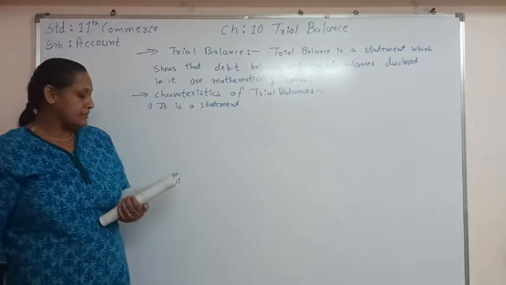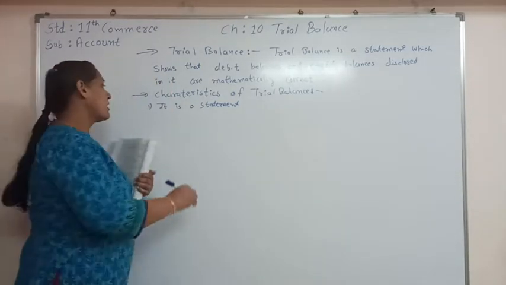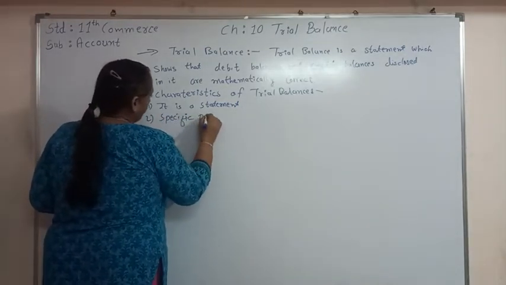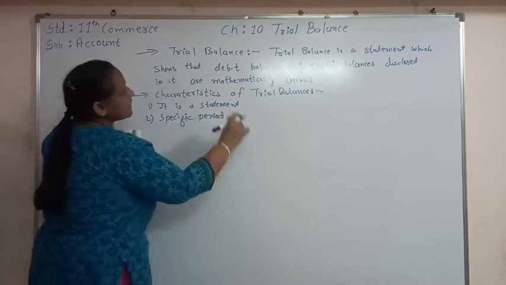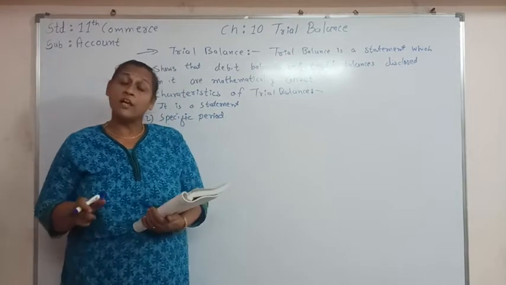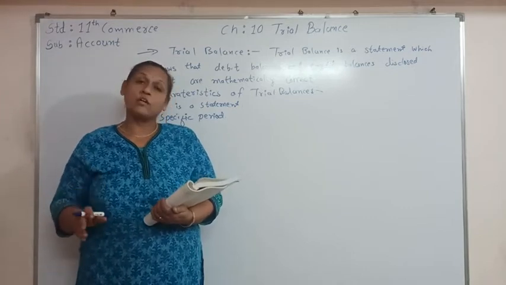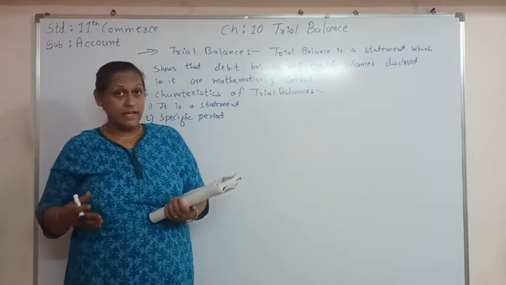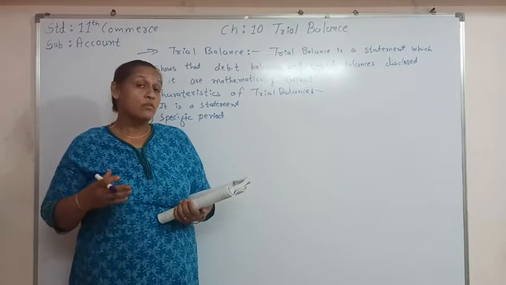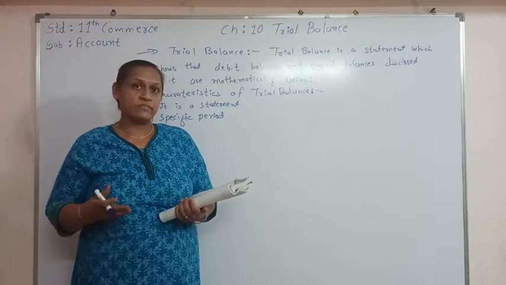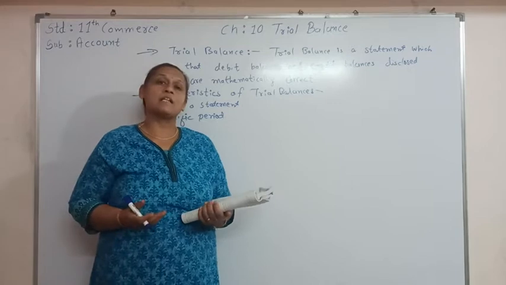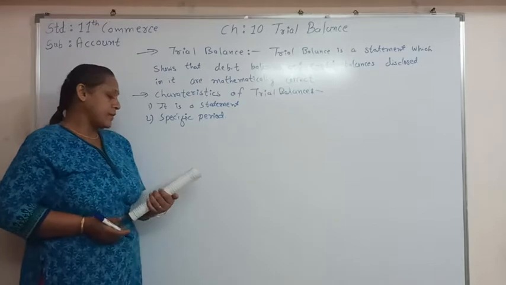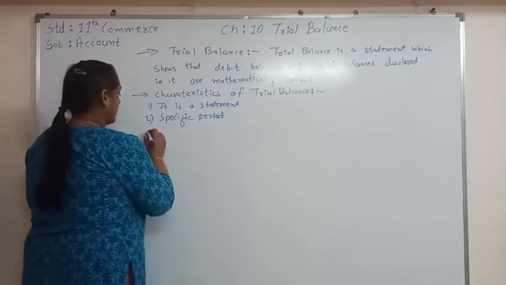The second one is a specific period. So when we are preparing the trial balance, we are preparing it for a specific period, and it can be for 3 months, 6 months or 12 months. Generally when we are preparing the trial balance, we are preparing it for 12 months, from the 1st April to 31st March. So the period for the statement is fixed. The third one is the mathematical accuracy of accounts.